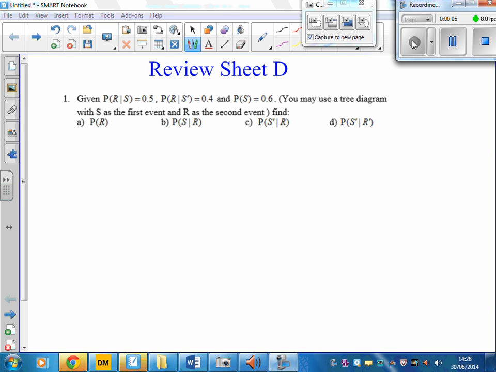Probabilities of various events, and we're told that you may choose a tree diagram. The fact that it said you may use a tree diagram would indicate it's probably the easiest way to do the question. And they've said, let the first event be S, so either S happens or it doesn't happen, and then the second event R either happens or it doesn't happen. R happens or R doesn't happen.